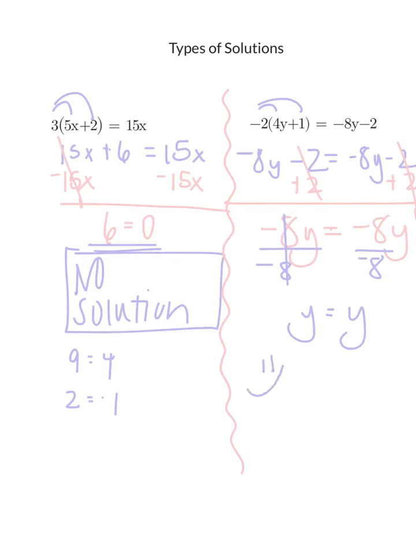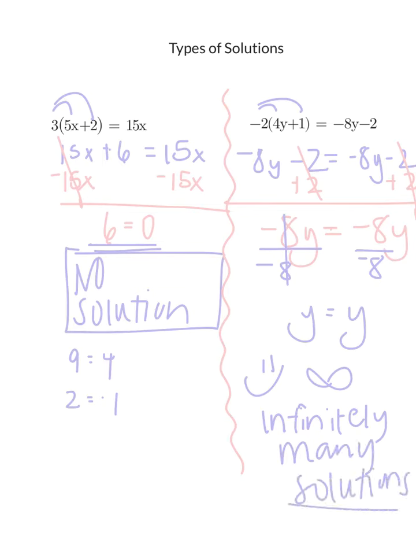This is a true statement. This means that the answer to this equation is infinitely many solutions. Unlike the no solution problem, this problem means any number I plug in for that letter y will make this equation true. I could plug in a 2, I could plug in a 0, I could plug in a 5, I could plug in a negative 1,000. Any number I plug in will always make this equation true. So it's infinitely many solutions.